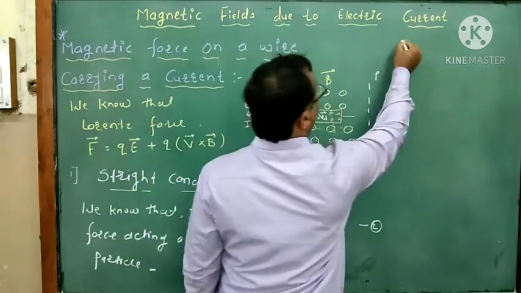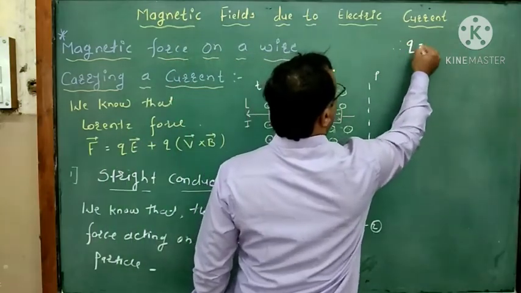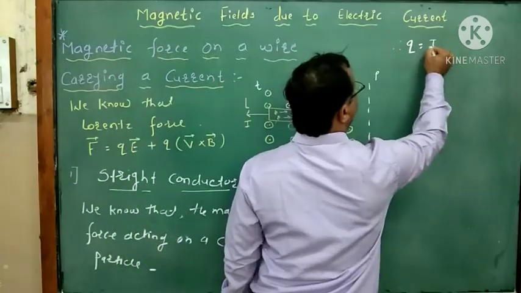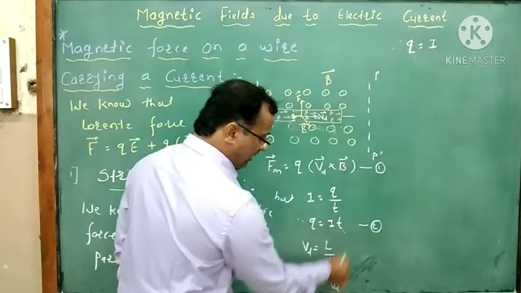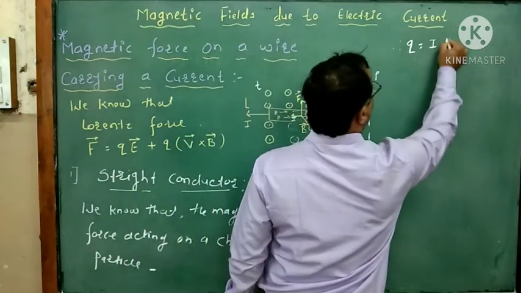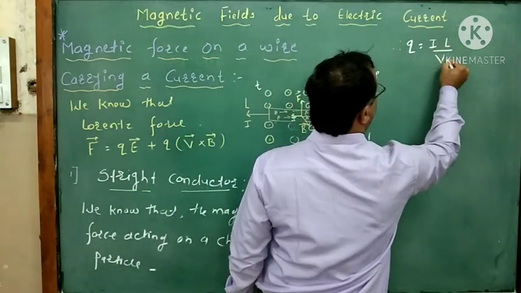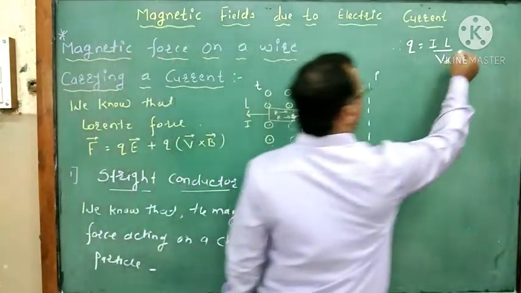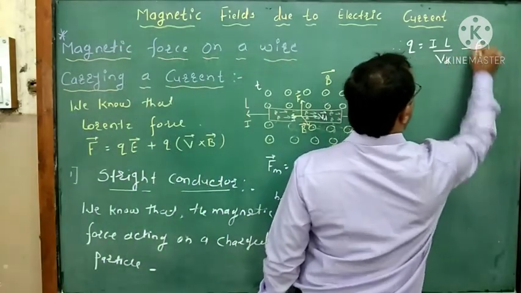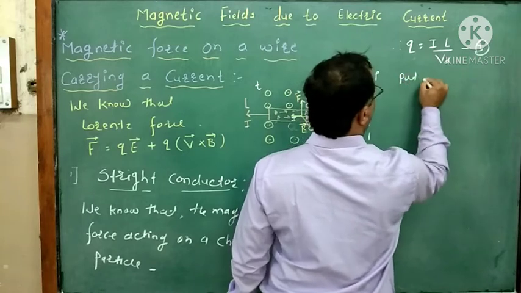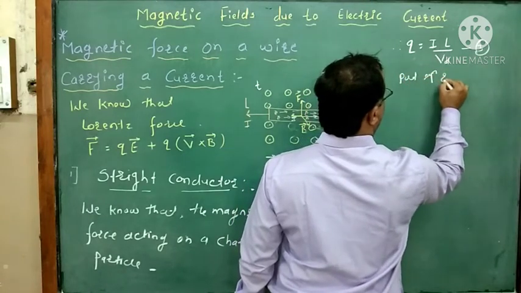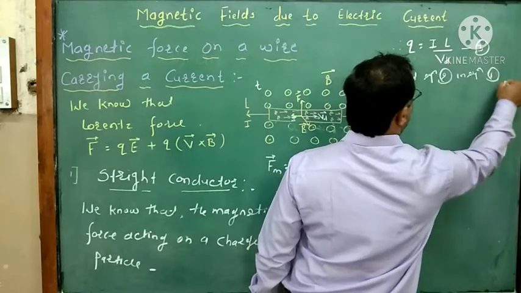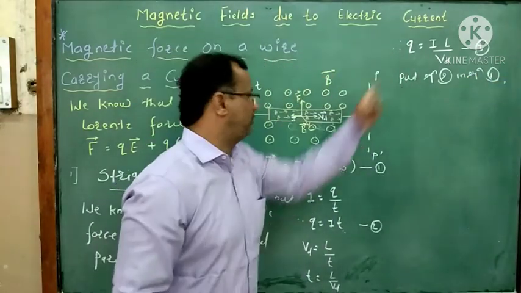Now we want to substitute this value in this equation. Therefore Q is equal to I as it is, and the value of small t is L upon the drift velocity. Suppose this is equation number 3. Now put equation 3 in equation number 1. Now substitute this value here.